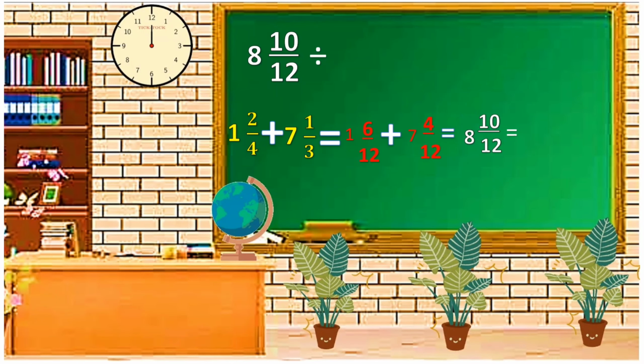Since we already know the GCF, we will use it to divide the numerator and the denominator. Let's just copy the whole number, which is 8. 10 divided by 2 equals 5. 12 divided by 2 equals 6. So the final answer of 1 and 2/4 plus 7 and 1/3 is 8 and 5/6.